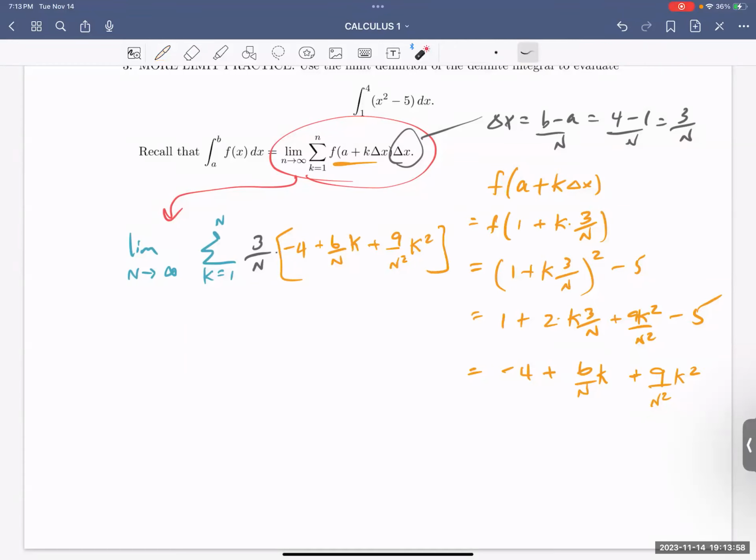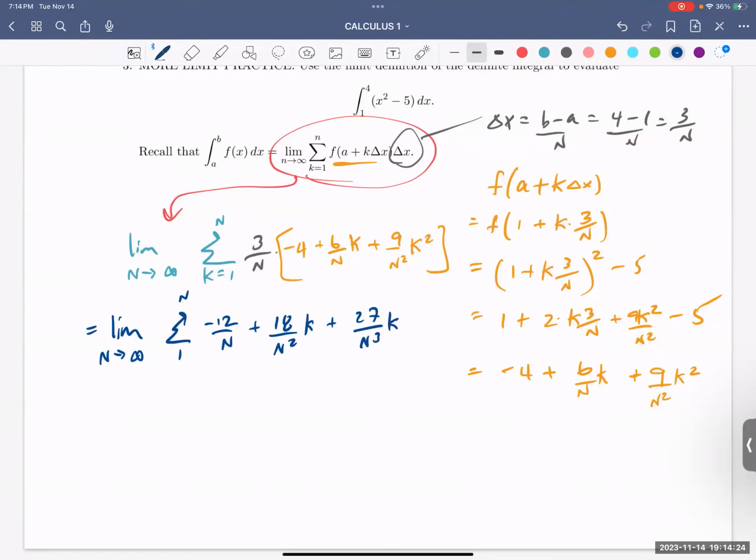All right, so now we need to work all this out, simplify it, and then take the sum of it, and then take the limit. So let's switch to blue. Limit as n goes to infinity, sum 1 to n, negative 12 over n plus 18 over n squared k plus 27 over n cubed k squared.